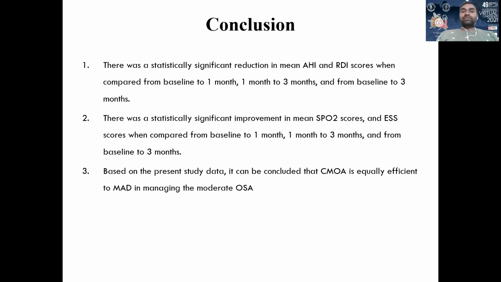Coming to the conclusion, there was a statistically significant reduction in mean AHI and RDI score when compared from baseline to 1 month, 1 month to 3 months, and from baseline to 3 months. There was a statistically significant improvement in mean SpO2 score and ESS score when compared from baseline to 1 month, 1 month to 3 months, and from baseline to 3 months.